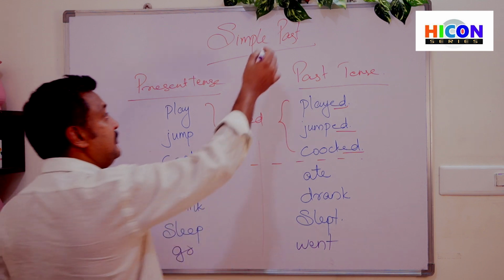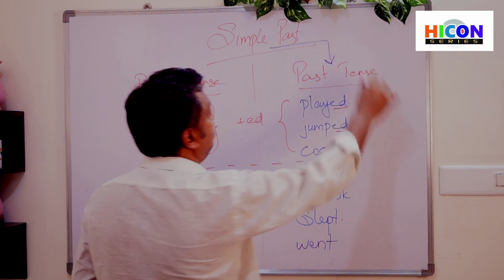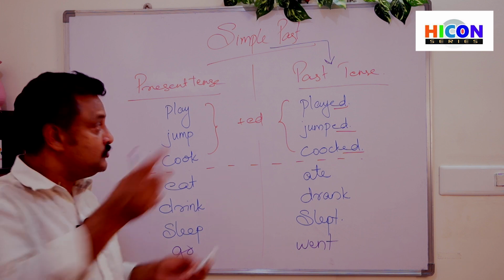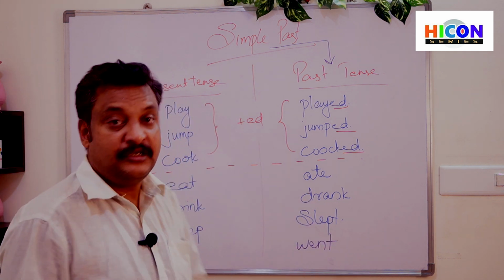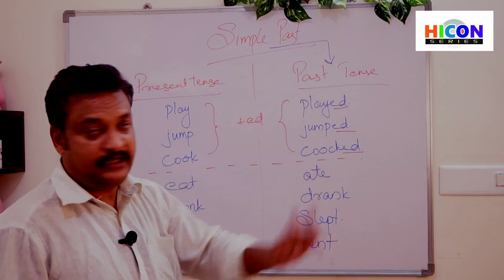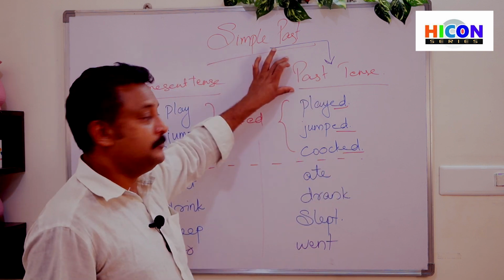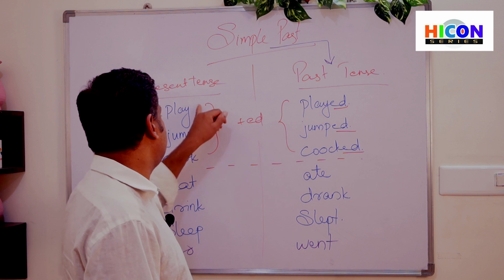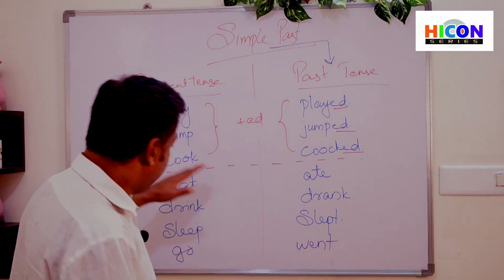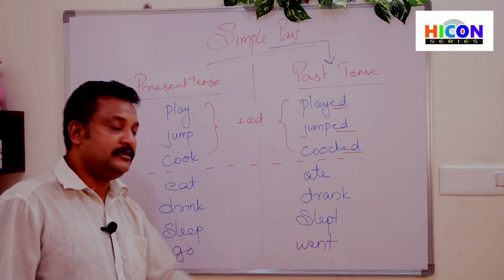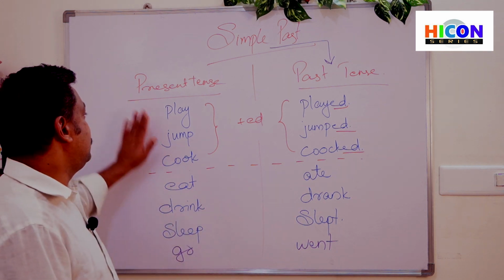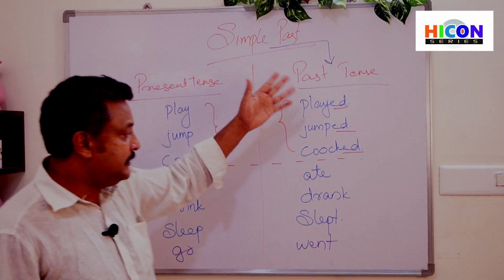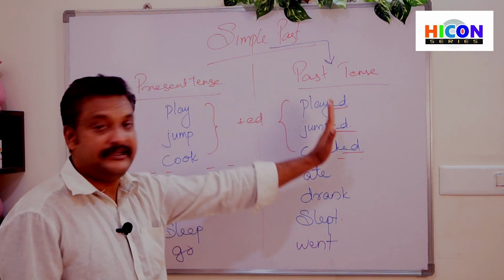So in simple past tense, we will be using the past tense form of the verbs. Verbs have two different forms. Still more forms are there, but here we are comparing only two forms: present tense and past tense. Some verbs get their past tense form by adding ed to the present tense form. Some verbs have different words as their past tense. Words like play, jump, cook have played, jumped, cooked, means adding ed.